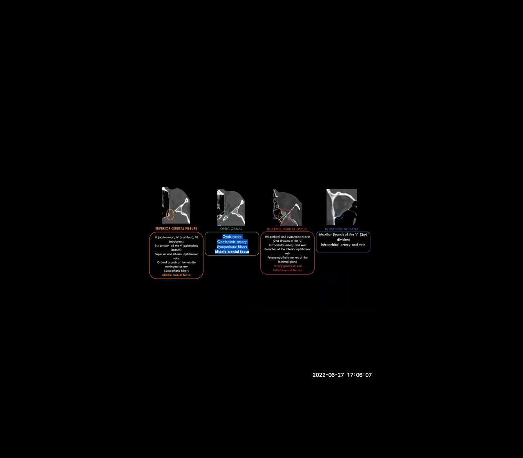Here is the superior orbital fissure, the optic canal, and the inferior orbital fissure, which I earlier called a foramen by mistake. The inferior orbital fissure is the site where the maxillary nerve, the branch V2 of the trigeminal nerve, comes through. It has a crucial role in the perineural spread in head and neck malignancies. Here is the infraorbital canal, where the maxillary branch of V2 runs. It comes through the inferior orbital fissure to reach the pterygopalatine fossa.